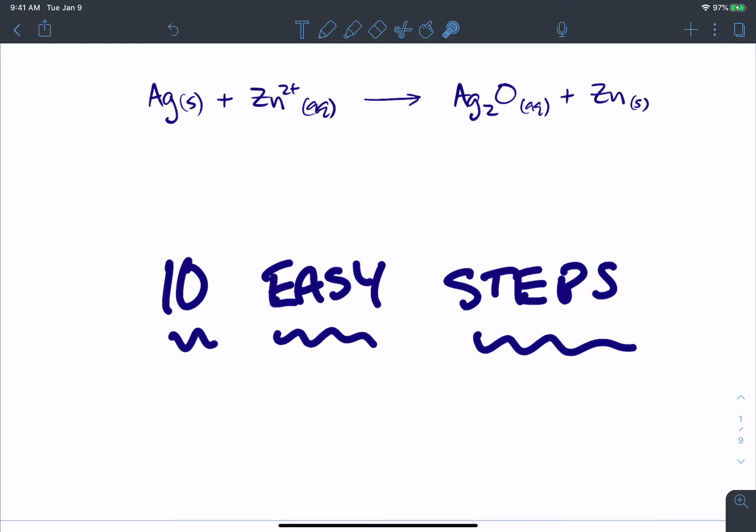But the first 7 steps are exactly the same. So I'm going to go pretty quickly through the first 7. It's just review from the last video. So if you missed that one, go back and take a look at the acidic media problem right before this.